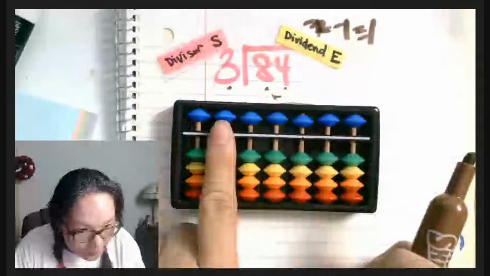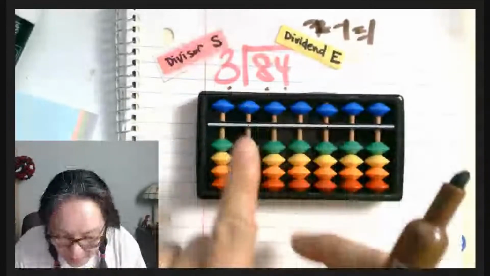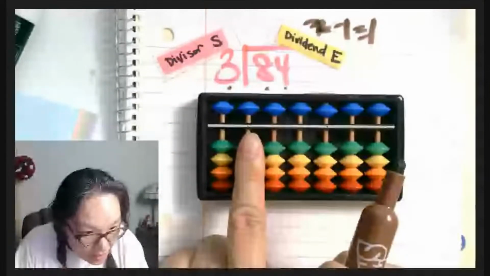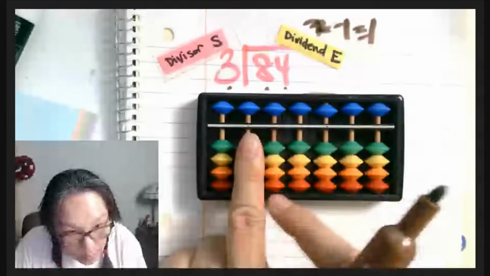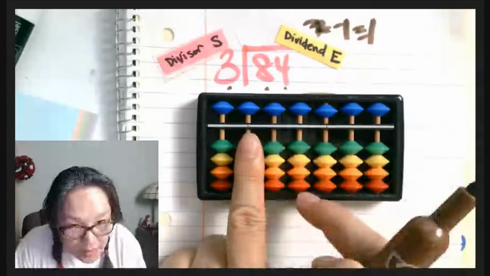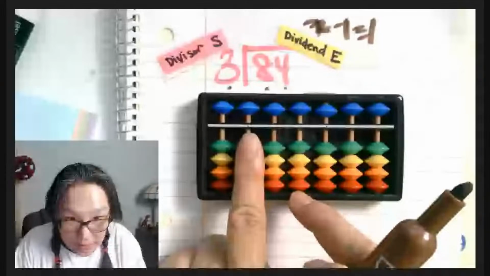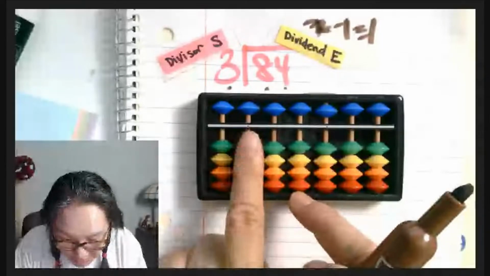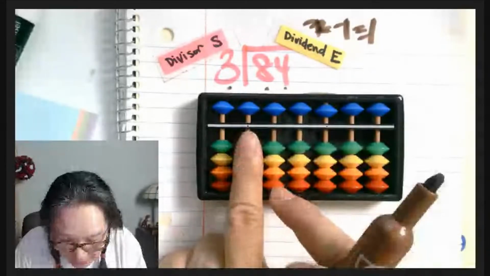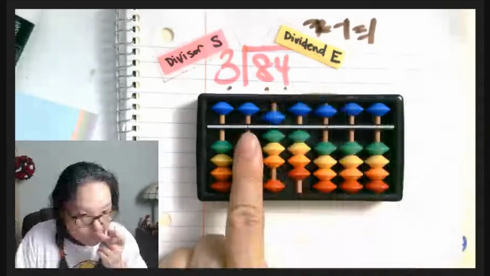I'm going to start here because I have word things. My answer is going to be here, so I'm going to place my dividend on the abacus. The reason why is so the abacus helps me subtract. So my answer is going to be here. I'm going to put my number 84 here.